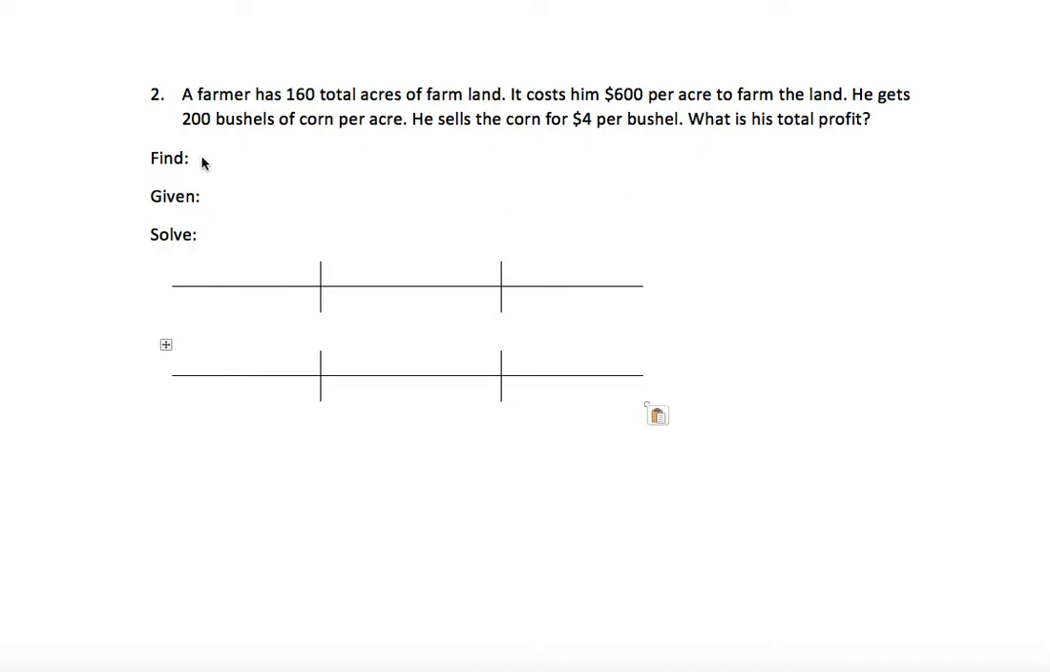Okay, so a farmer has 160 total acres of farmland. It costs him $600 per acre to farm the land. He gets 200 bushels of corn per acre. He sells the corn for $4 per bushel. What's his total profit? Okay, so just focusing right now on what we want to find. It's his profit, which is, of course, going to be in dollars. So, how many dollars profit?